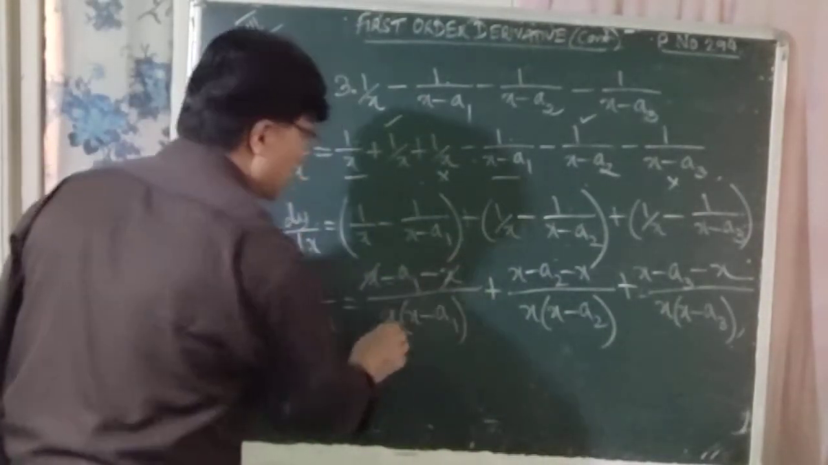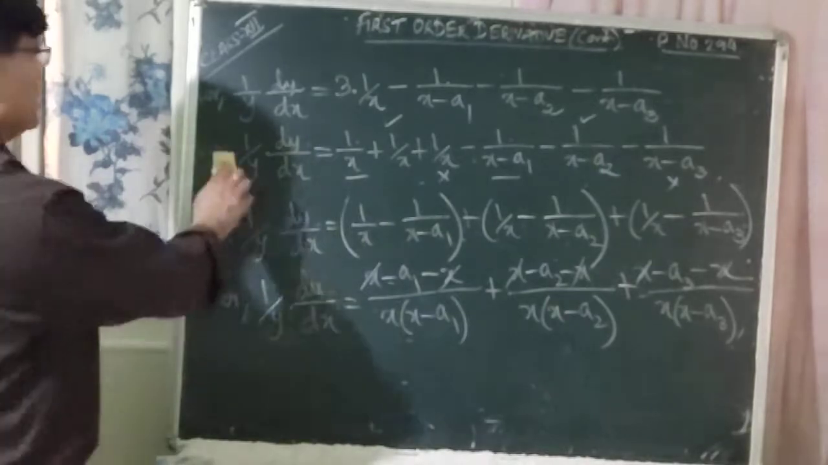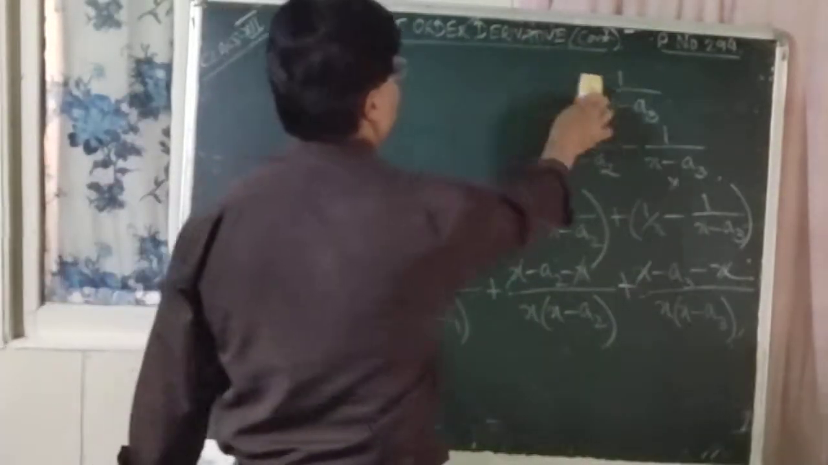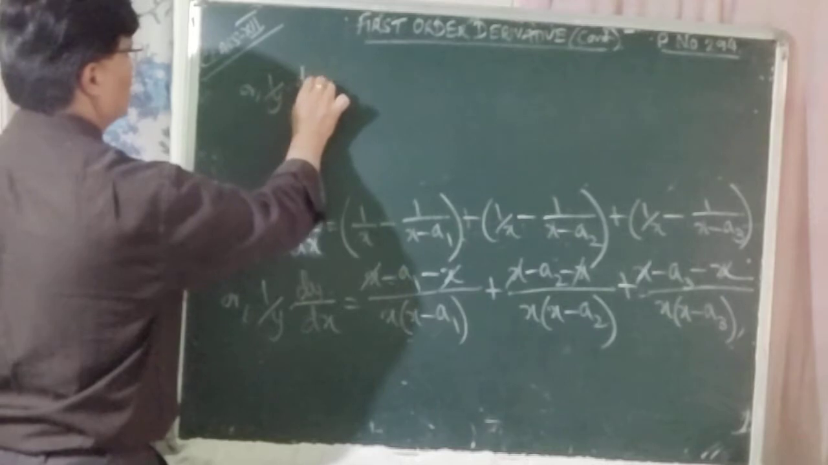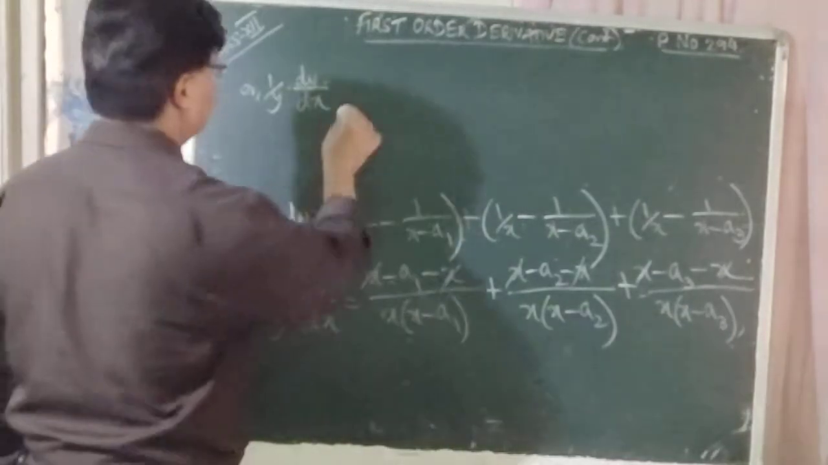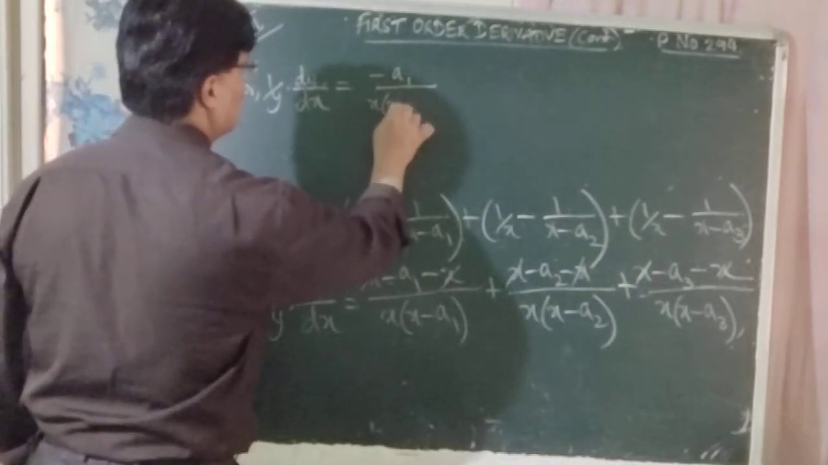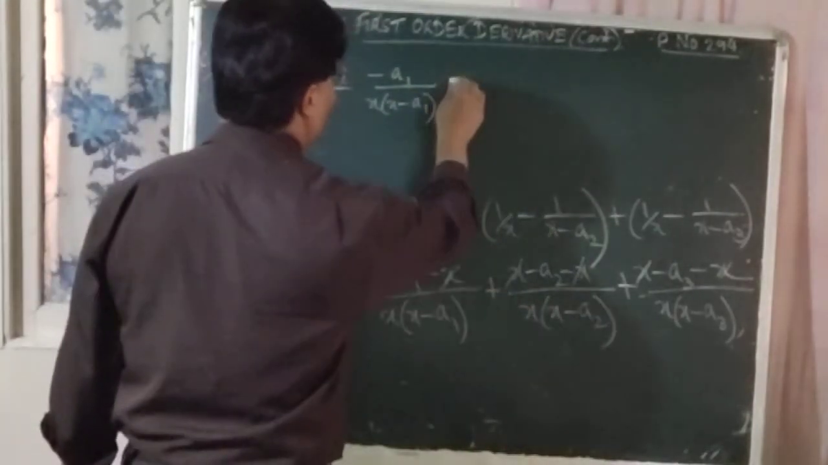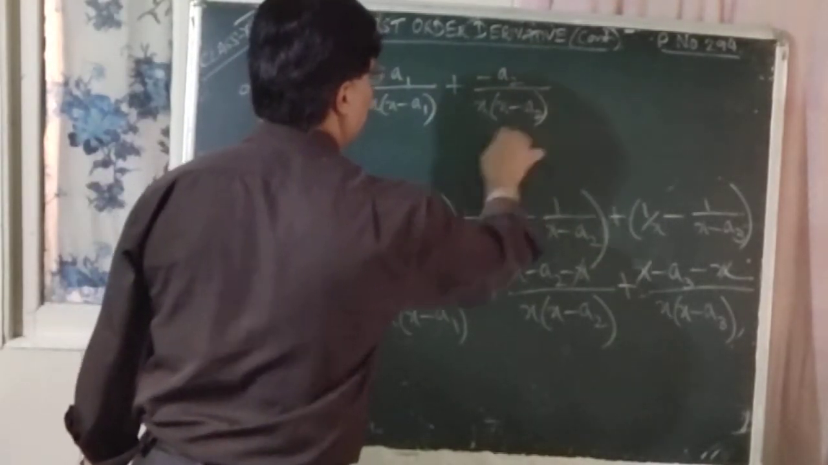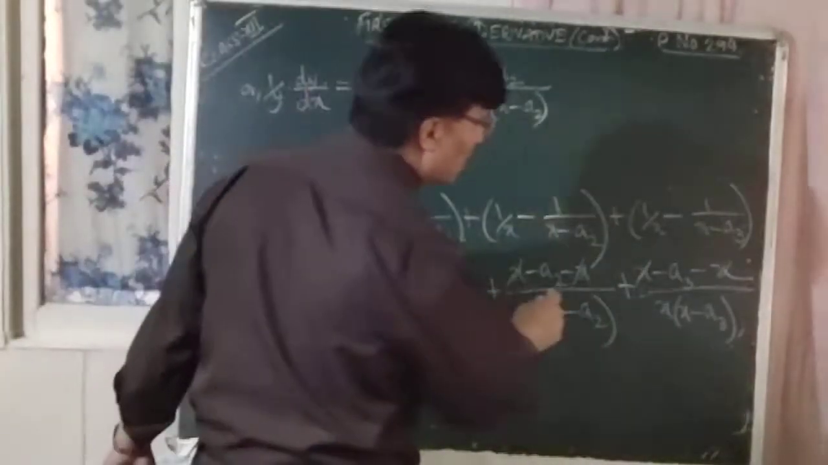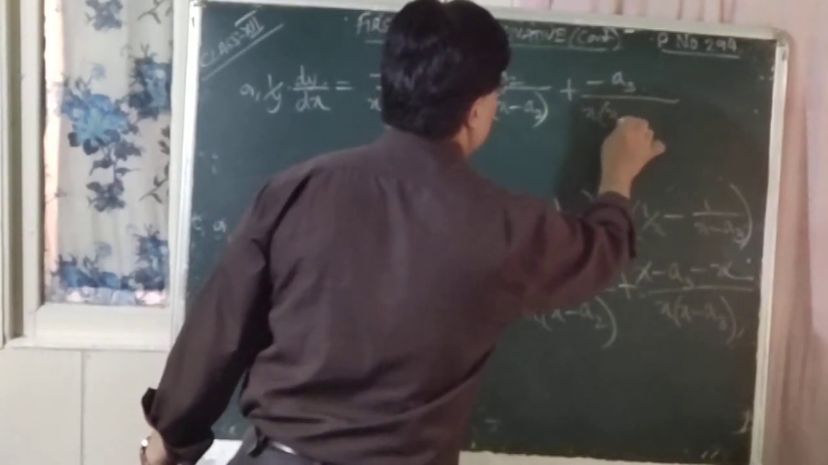You can cancel this x. Here also plus x minus x, here also plus x minus x will be cancelled. Right? So now, can you prove the required result now? So what are the remaining terms now? 1 upon y into dy by dx is equal to, this one is minus a1 divided by x into x minus a1, right? Then plus minus a2 divided by x into x minus a2, right? Then the last one is, here also x gets cancelled, plus minus a3 divided by x into x minus a3.